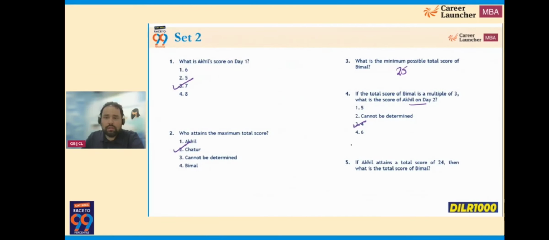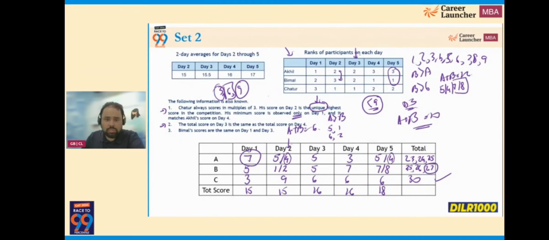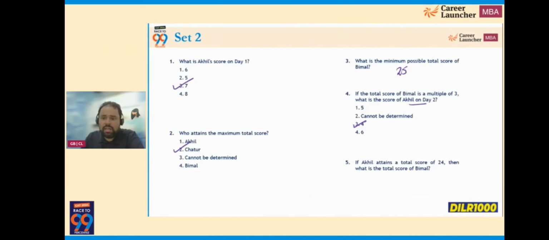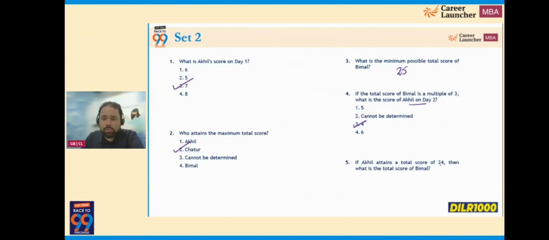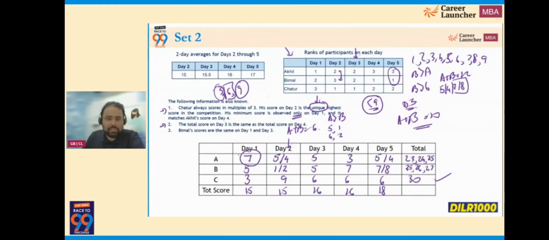Okay, so let me just remove this circle so it becomes easier. Let's look at the last question. If Akhil attains a total score of 24, what is the total score of Bimal? Akhil attaining a total score of 24 is the second case. For the second case, day 2 can be 5 and day 5 can be 4, or day 2 can be 4 and day 5 can be 5. Either of the two cases is possible because 9 would be there.